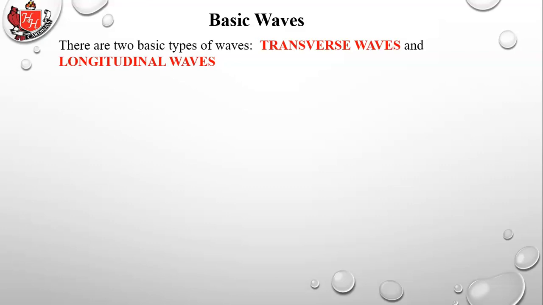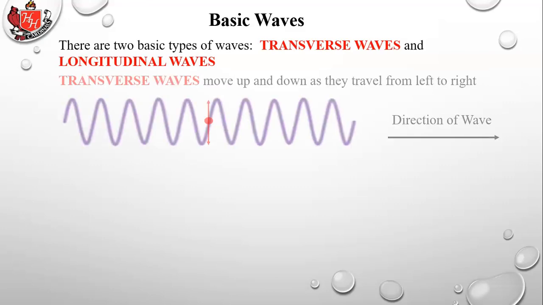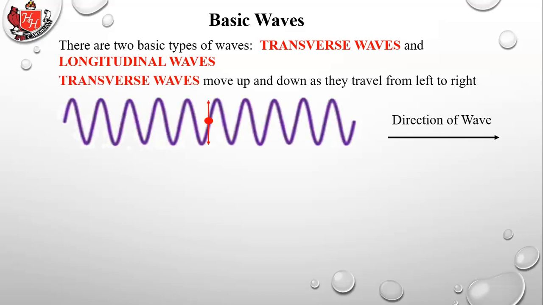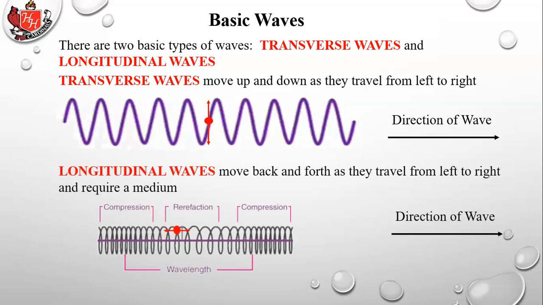There are two basic types of waves, transverse waves and longitudinal waves. So transverse waves move up and down as they travel from left to right. If you were to identify a single point on that wave, and that could be a spring, for example, any point on that spring is simply going to move in an up and down fashion. But the energy is traveling from left to right. So it's passing energy from left to right, but any point in the spring is fixed, so it's simply going to travel up and down.